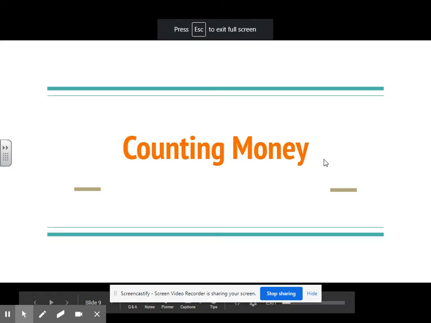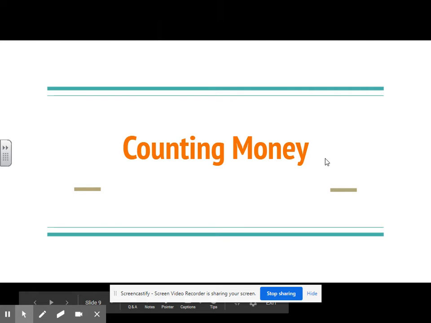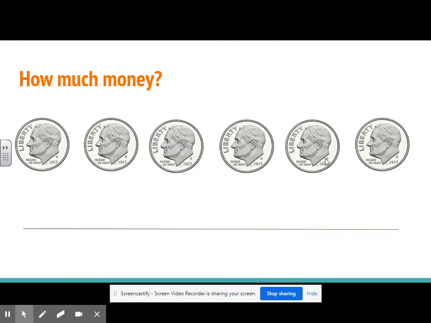Today we are going to be looking at counting money. Yesterday we explored different pieces of money, what it looked like and its value. So now we're going to move into counting that money that we looked at yesterday. So one way you may count money is by skip counting.